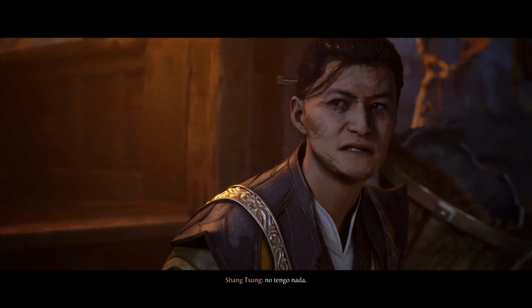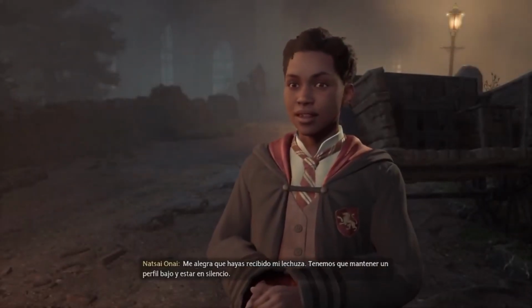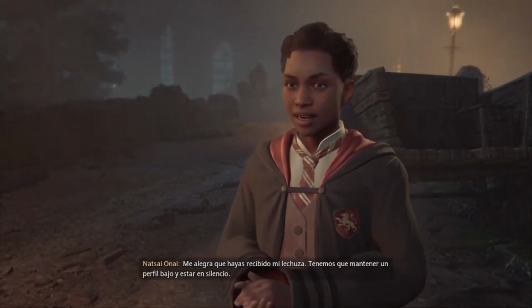No tengo nada. Me alegra que hayas recibido mi lechuza. Tenemos que mantener un perfil bajo y estar en silencio.